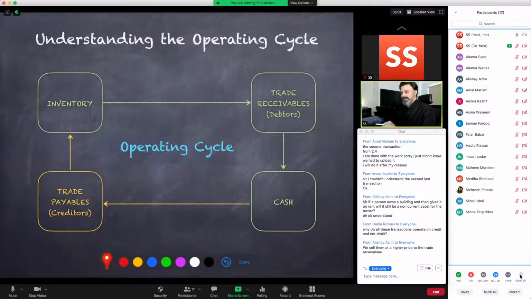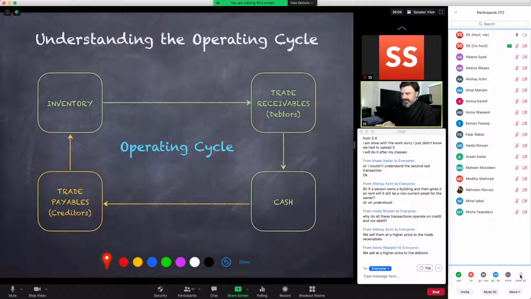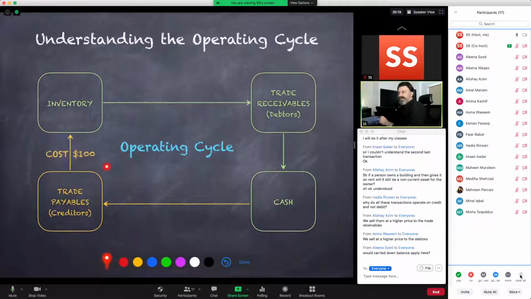Any ideas? We sell them at a higher price. Excellent, Alicia. Alicia, Asma, we sell at a higher price to the debtors. Absolutely true. We understand what Asma and Alicia have mentioned in the text box. This is where the profit is. So when we buy goods at a cost.